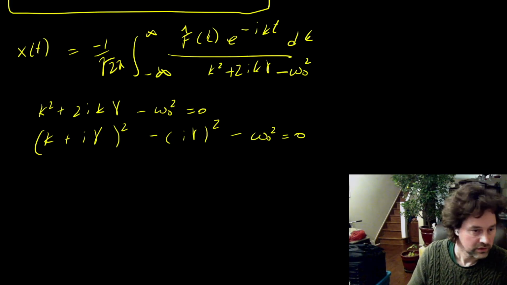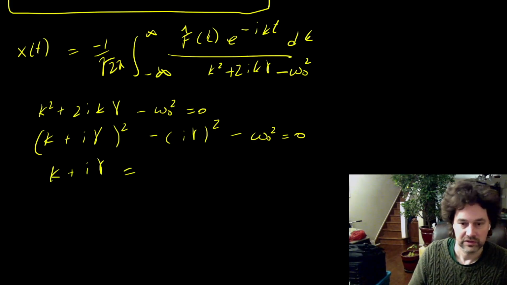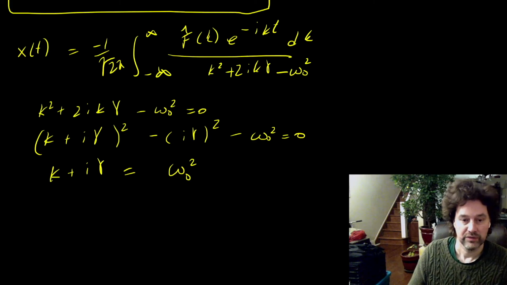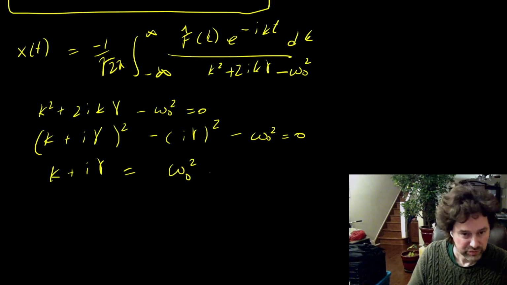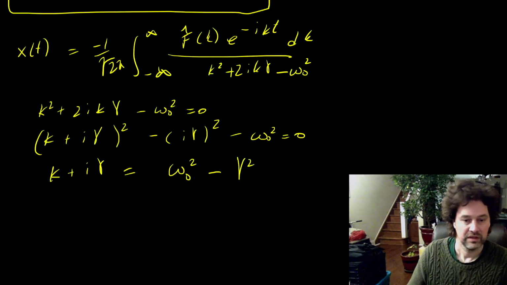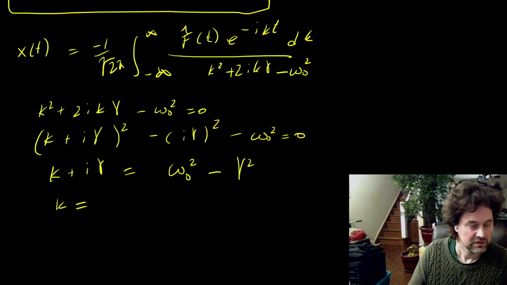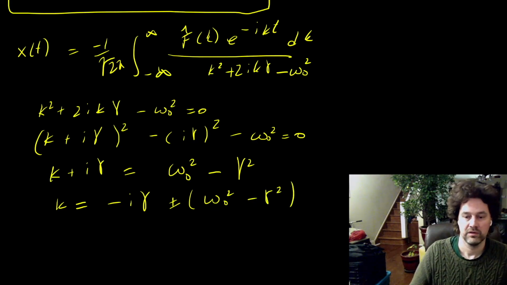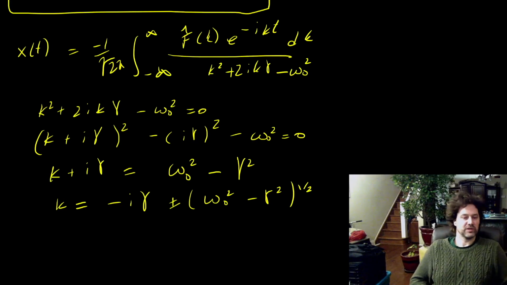or k plus i gamma equals, and so let's flip this to the other side, so we have omega naught squared, and we have i squared, which is minus 1, times minus 1 is plus 1, but it comes to the other side, so we have minus gamma squared. And so the denominator is 0 when k is minus i gamma plus or minus the square root of omega naught squared minus gamma squared.